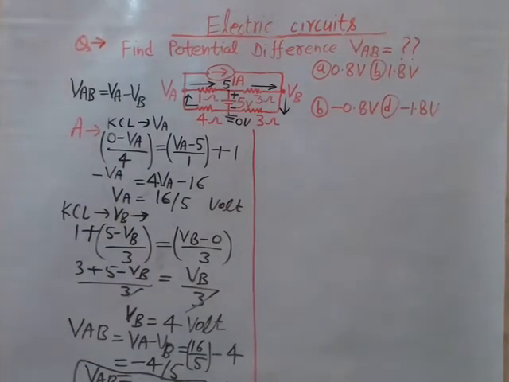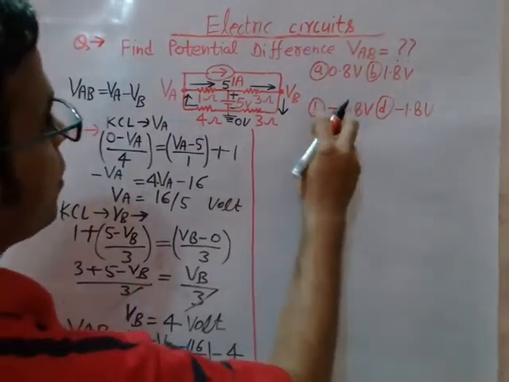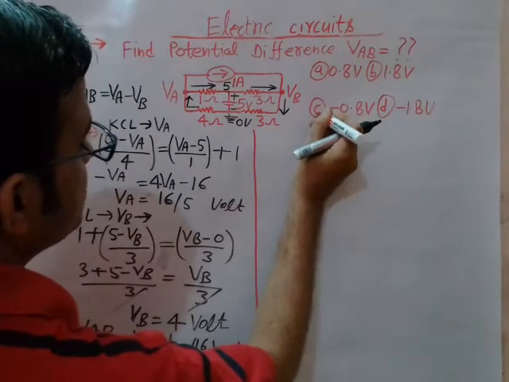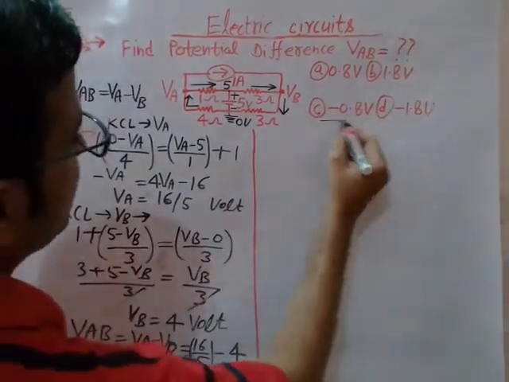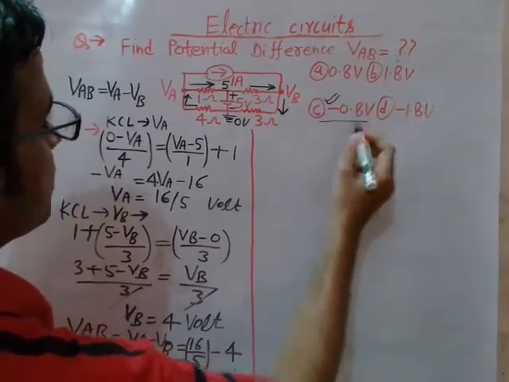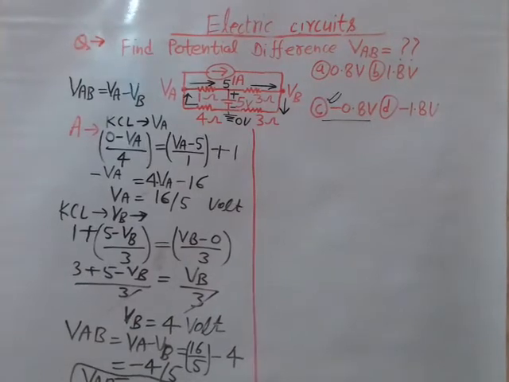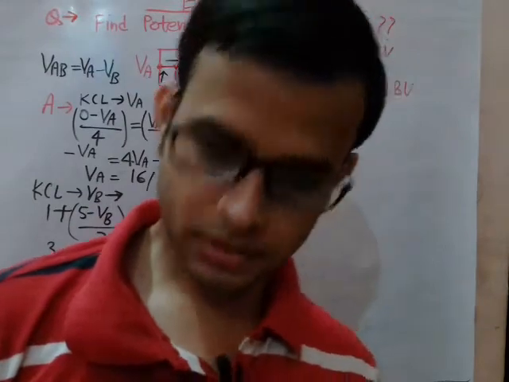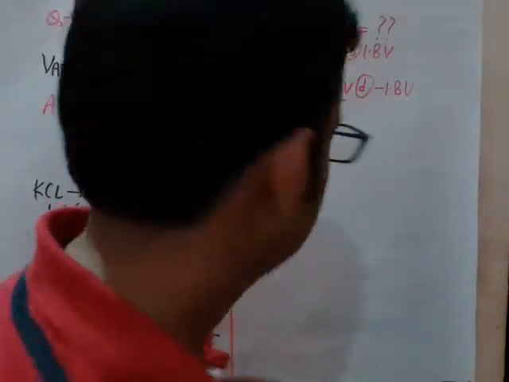So which option is correct? Option C is correct. Likewise you can solve this question. Minus 0.8 is the right answer. Option B is correct. The question is over.